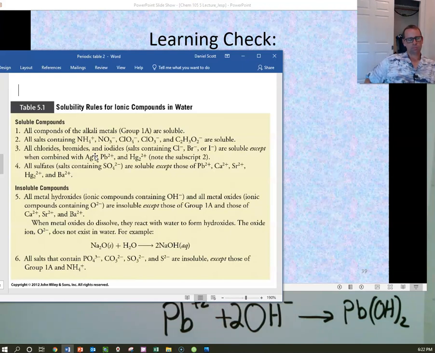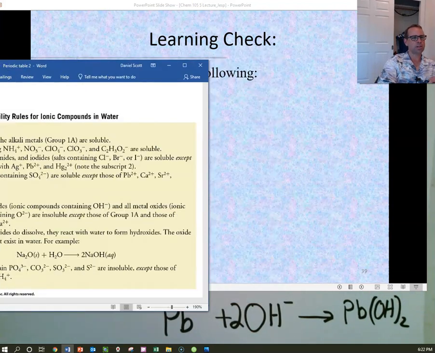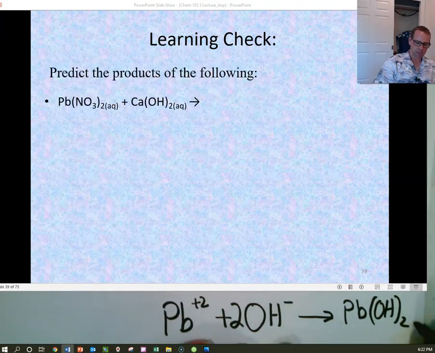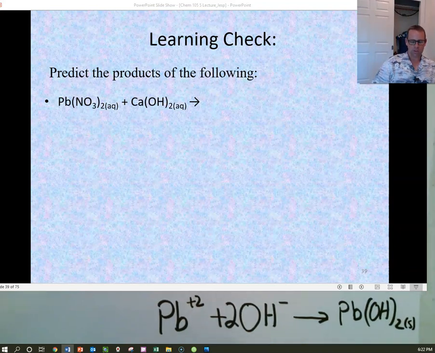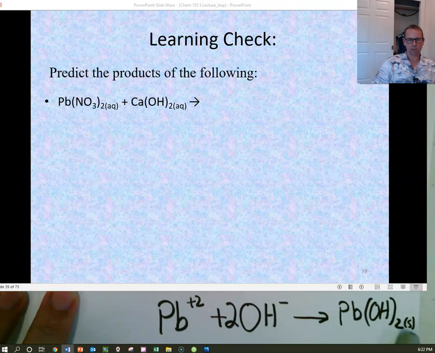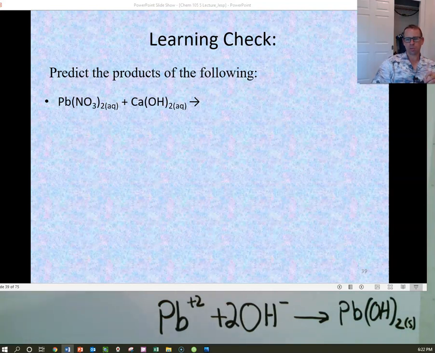Except when combined with group 1A, calcium, strontium, or barium. Okay, very good. So it is going to be an insoluble solid, right? Because we've identified that lead hydroxide is a solid, then we know that this reaction is going to be a precipitate reaction.